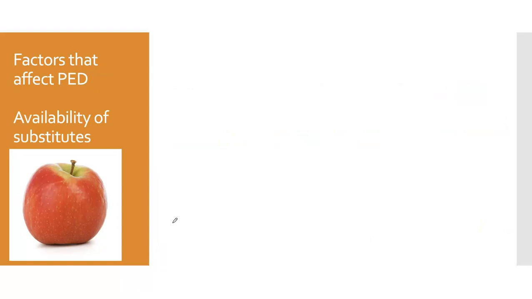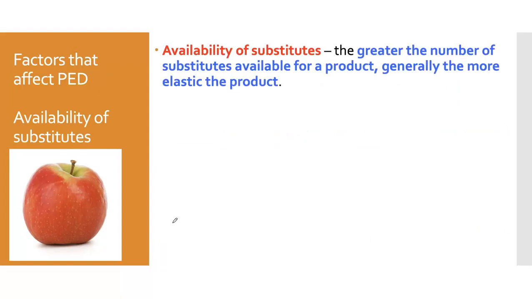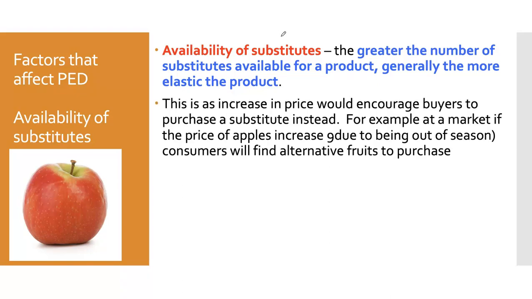The next factor is the availability of substitutes. The greater the number of substitutes available for a product, the more elastic the product. And substitutes are a product that you can purchase that will meet the same need or want as the product that we're thinking about. This is because an increase in price would encourage buyers to purchase a substitute instead. So for example, at a market, if the price of apples increase due to being out of season, consumers will find alternative fruits to purchase. So in this case, we will say it is more elastic.